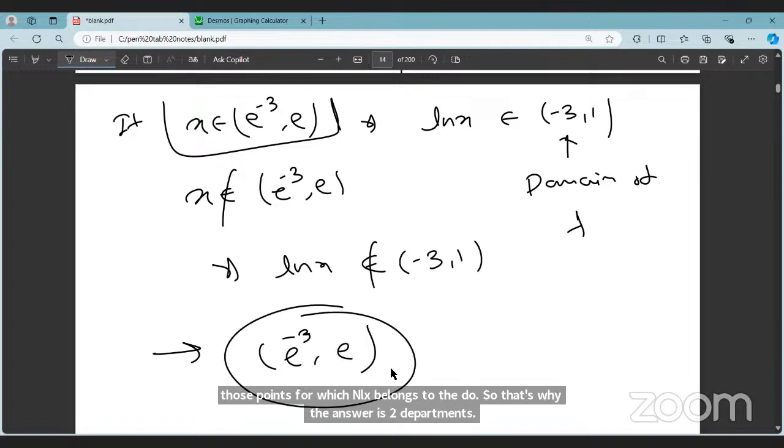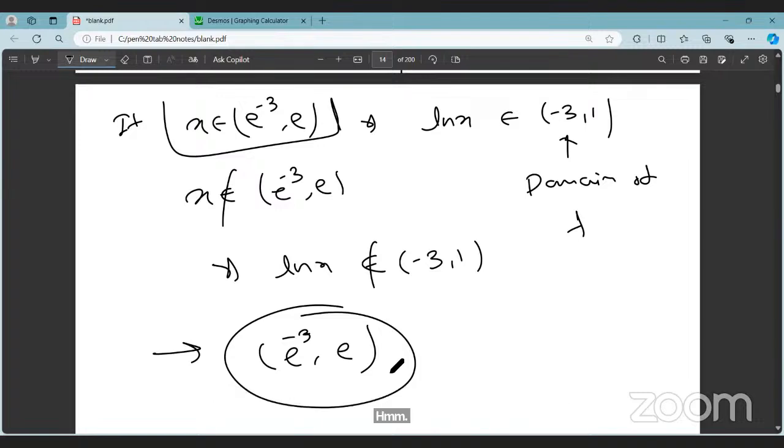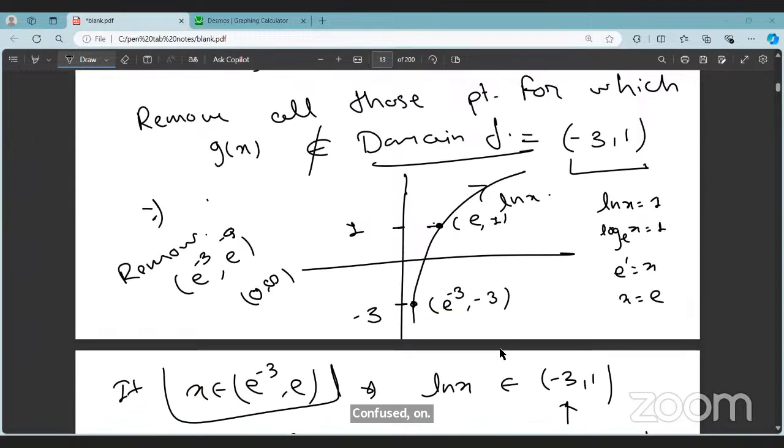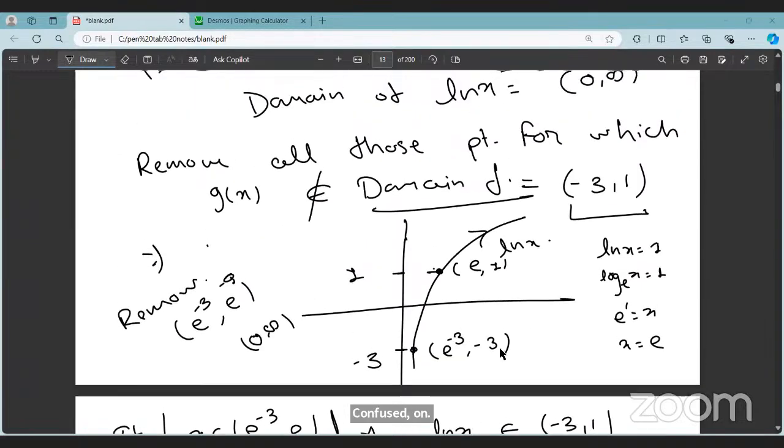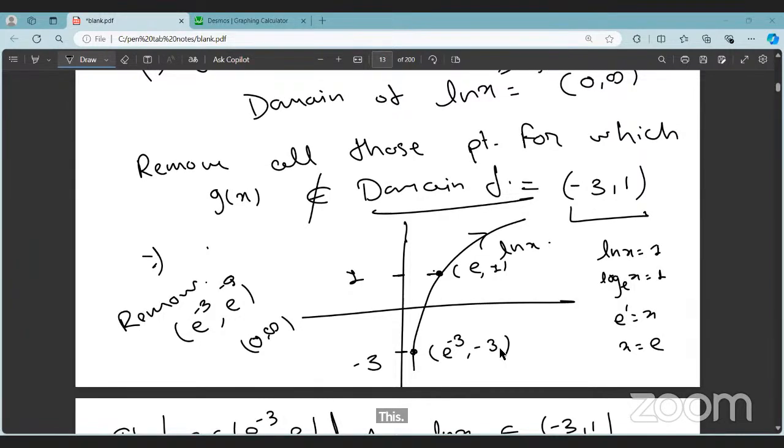Is it clear? Or am I confused? Yes, it is. Ma'am, can you please scroll up a bit? Yes. Ma'am, we got x is equal to e. Then after that, what did you do, ma'am? I just got confused, ma'am.